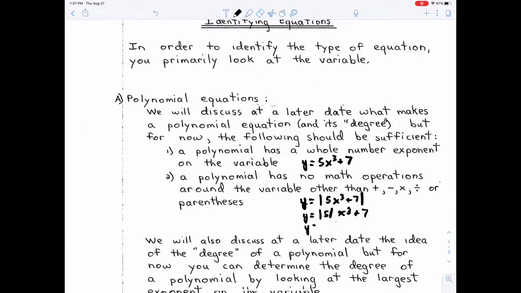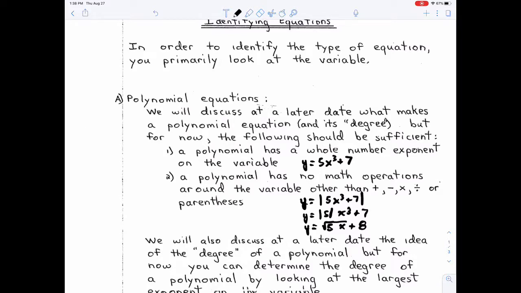Okay, what if you have this? y equals the square root of 5 times x plus 8. That is a polynomial because the variable exponent's 1 and there's no mathematical symbol around the x, around the variable. But what if you have this?